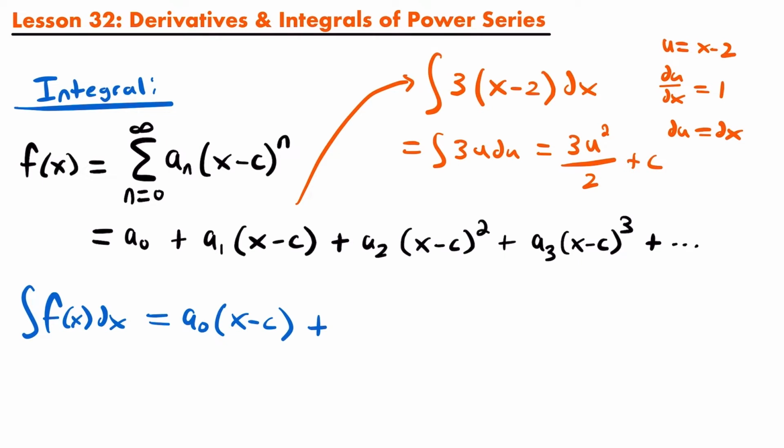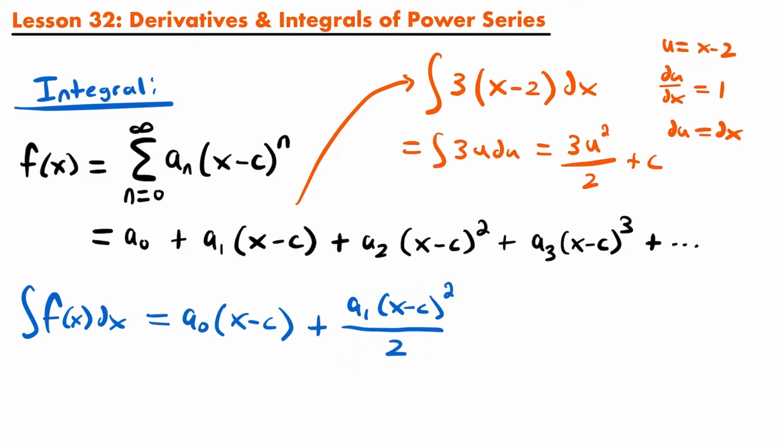In fact, all we have to do for all of the terms of this power series is just use the power rule for integration on x minus c as if it was just x, right? And so what I mean by that is if we look at the integral of a sub 1 times x minus c, we would have a sub 1 times x minus c increase the power of x minus c by 1, so we'll have a power of 2, and then we will divide by that new power. That is the power rule of integration.